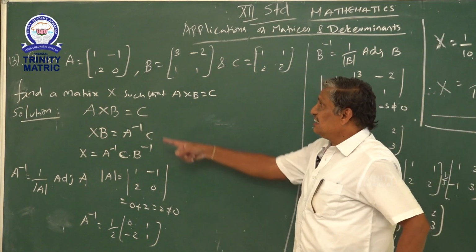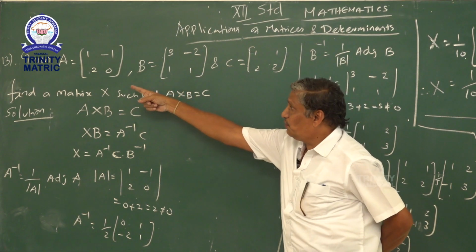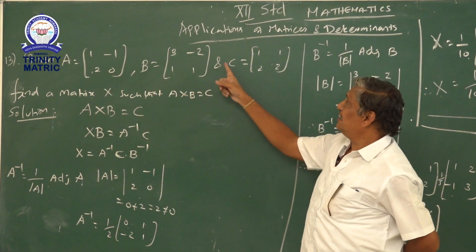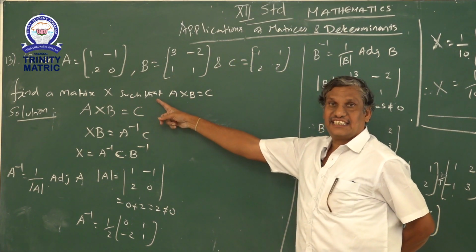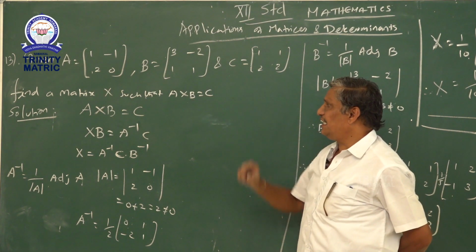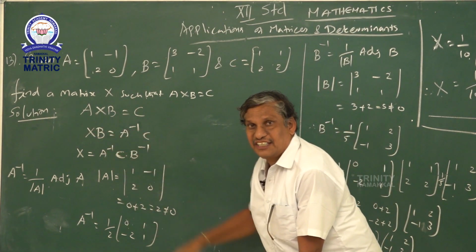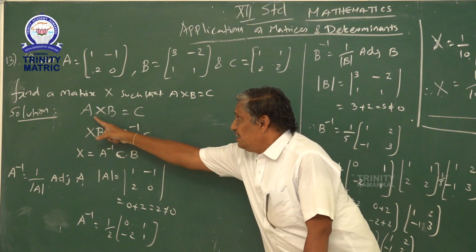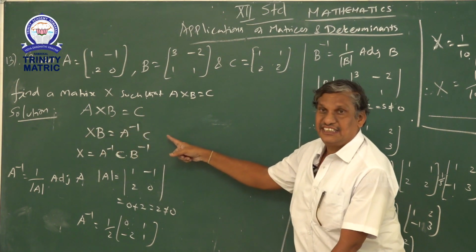Now we will continue with that 13th sum, the same. What is given? Matrix A is [1, -1; 2, 0]. B is [3, -2; 1, 1] and C is [1, 1; 2, 2]. We have to find a matrix X such that AXB is equal to C. How will we find X? That is easy for you. We have to first eliminate A. For that you pre-multiply by A inverse on both sides. A inverse into A is the identity, so XB is equal to A inverse into C.